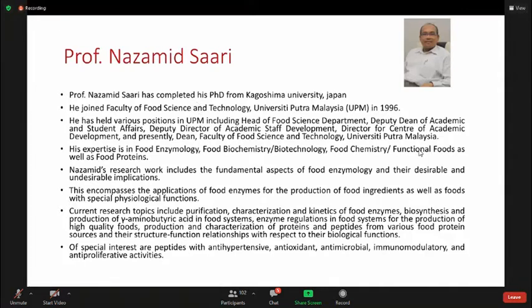Professor Nizamat Sari has completed his PhD from Kagoshima University, Japan. He joined the Faculty of Food Science and Technology, University Putra Malaysia in 1996. He has held various positions in the university, including Head of Food Science Department, Deputy Dean of Academic and Student Affairs, Deputy Director of Academics, Staff Development, Director for Center of Academic Development, and presently is working as Dean, Faculty of Food Science and Technology at University Putra Malaysia.